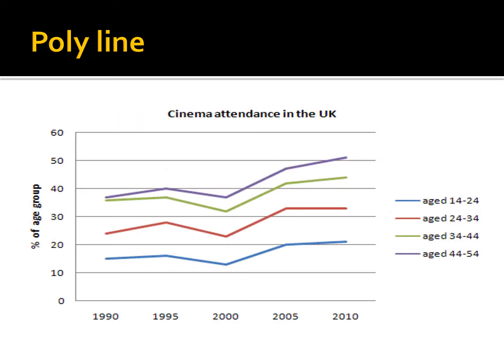Let's move. Now another line graph that we can see is cinema attendance in the UK. It's percentage of age group in the y-axis and in the x-axis we can see years. And surprisingly there are 4 lines instead of just 1. It's age 14 to 24, age 24 to 34, age 34 to 44, age 44 to 54. Now whatever we have seen till now are just types of line graph. Yes, these are just examples of line graph.